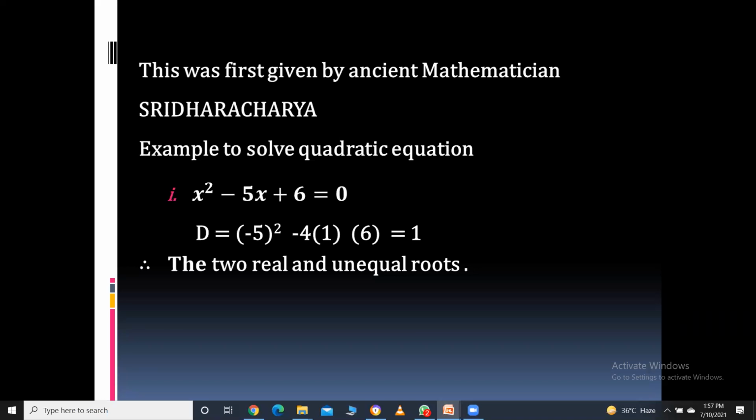For example, to solve the equation x square minus 5x plus 6 is equal to 0, the discriminant D, that is b square minus 4ac, comes out to be 1. Therefore, the two roots are real and unequal.